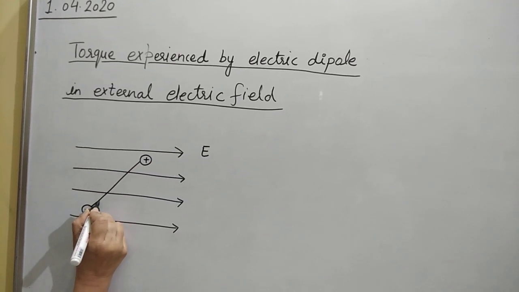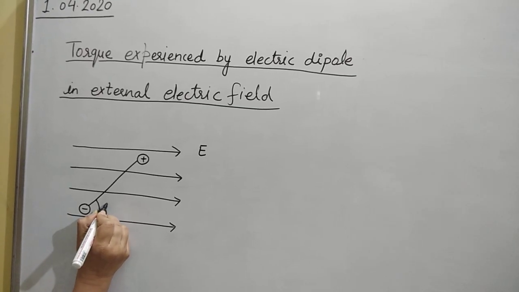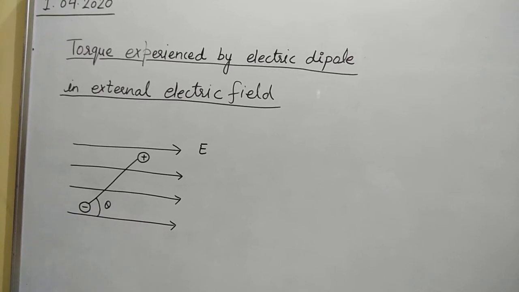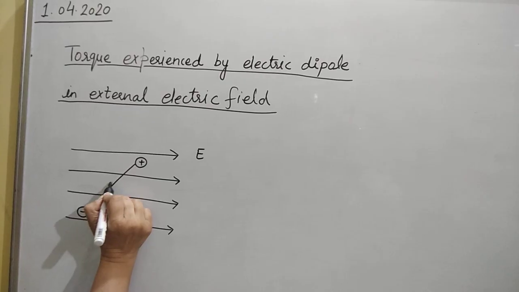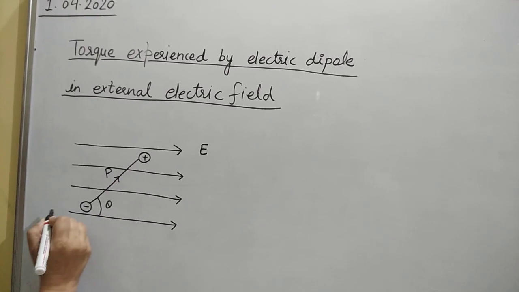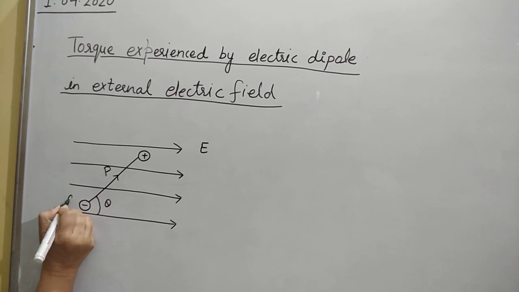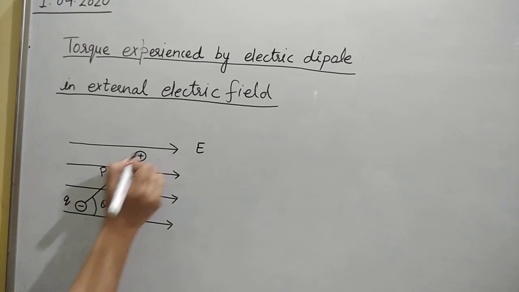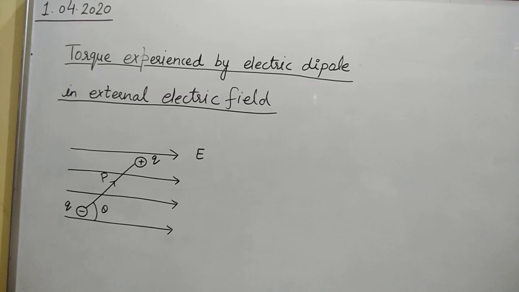having a direction, having an angle theta with the electric field. This is the direction of the electric dipole moment of the dipole. Both the charges are equal. This is minus q charge and this is plus q charge.